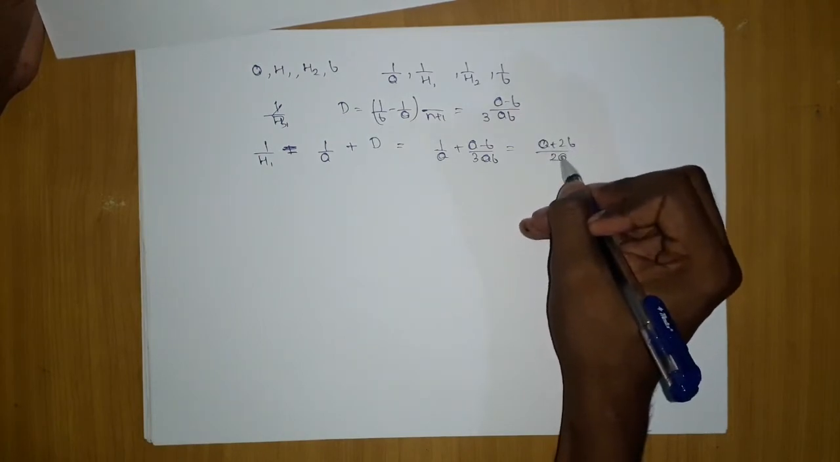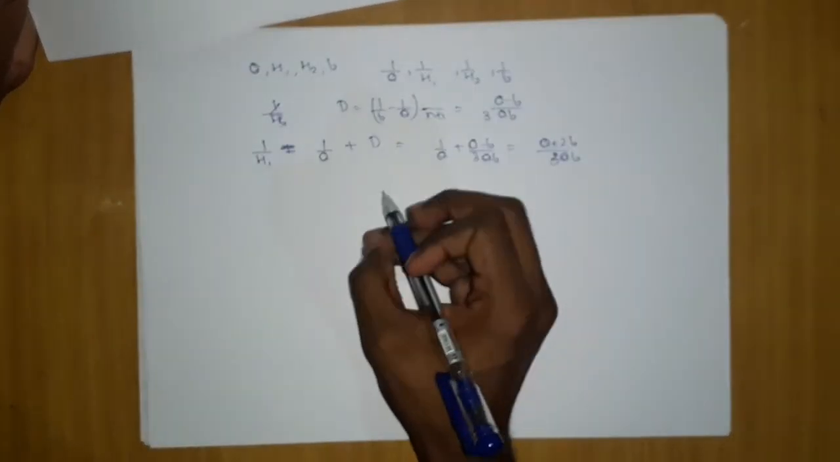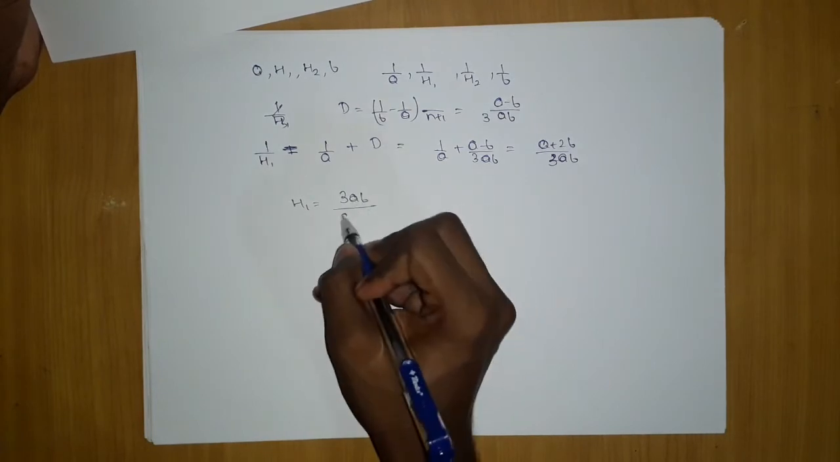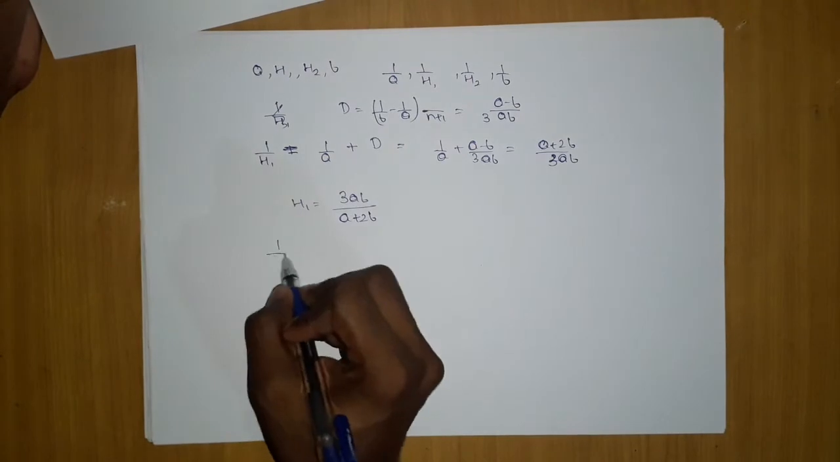upon 3ab. Okay, so what am I getting? h1 is what? 3ab upon a plus 2b. Don't forget to convert it, means take the reciprocal. Similarly we will find h2.